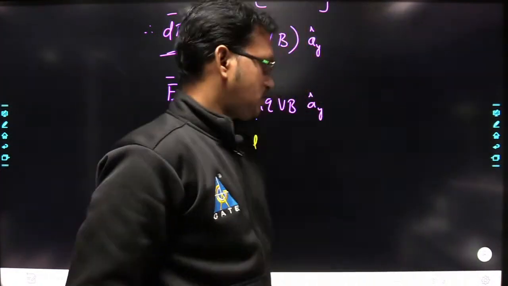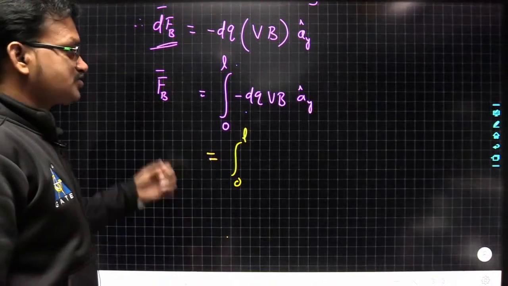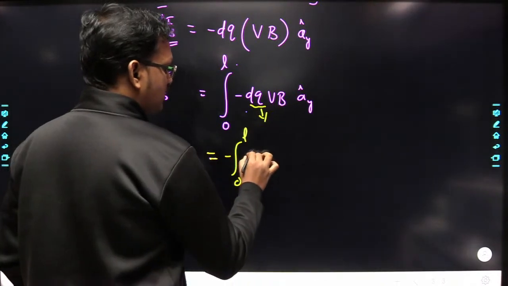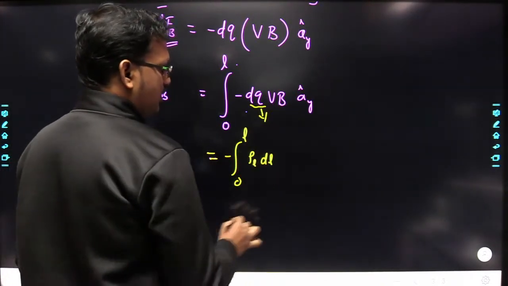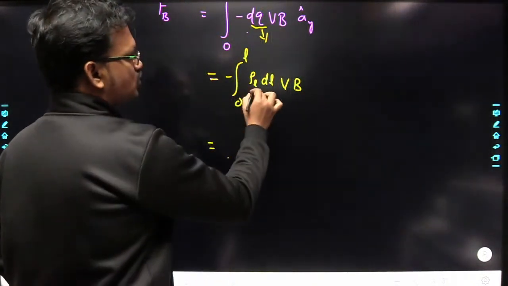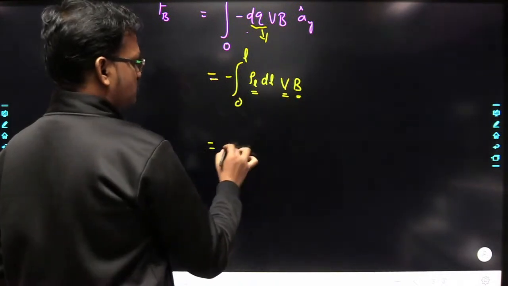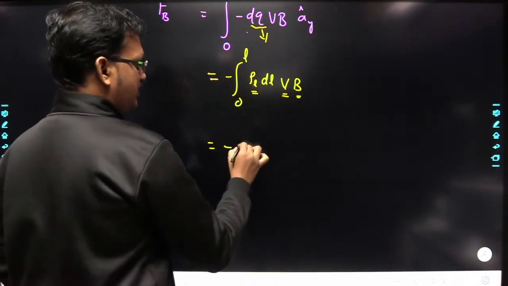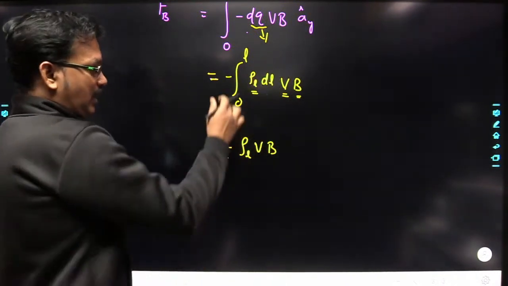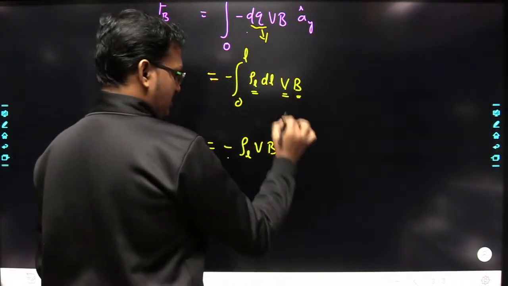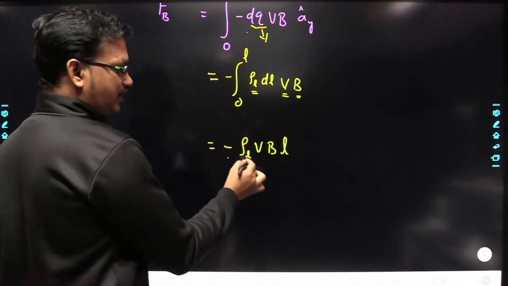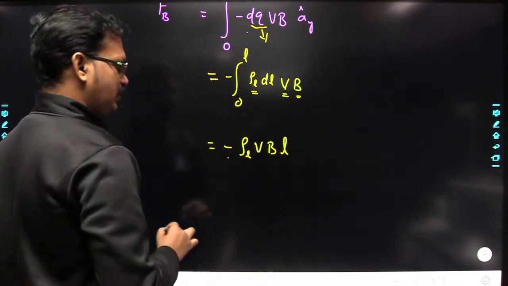Clear? Okay then. So integral 0 to L here. This dq is nothing but rho L into dl, so V into B. So this is equal to what? Rho L is constant, V is constant, B is constant, so take all of them outside the integration. You will get rho L into V into B. Integral dl is nothing but L, with range from 0 to L. So you are going to get finally L here. So minus rho L V into B into L, right?